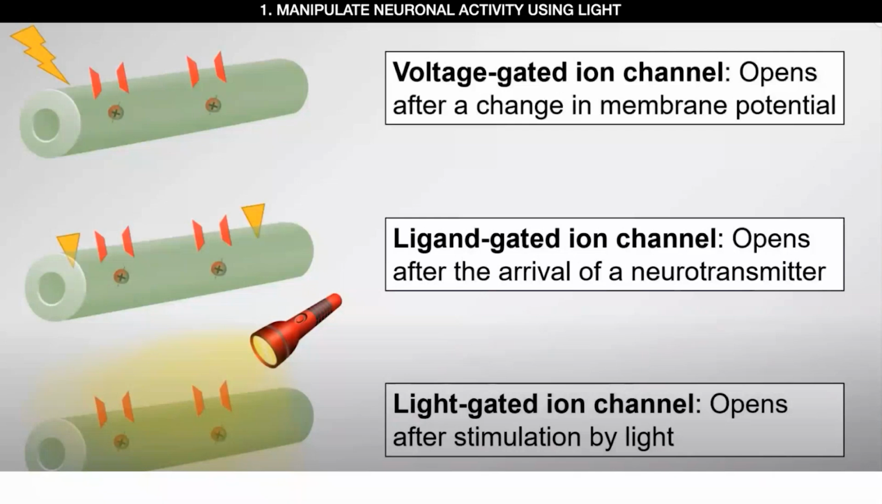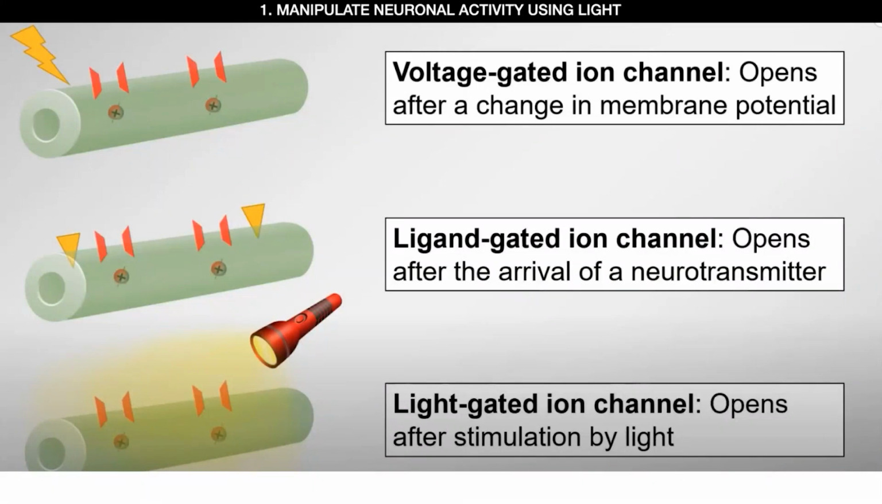So as I said, these opsins exist in our eyes, but they don't exist in the rest of our brain, as in the majority of organisms. And this is where the engineered part arrives. We want to make some of the cells that we are interested in express these light-gated ion channels.